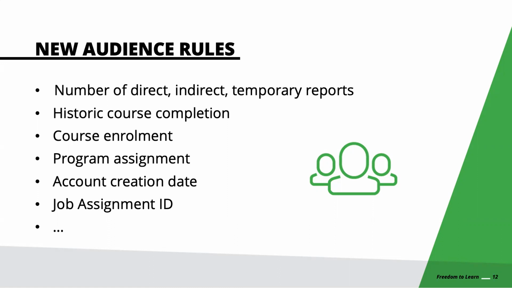So there's 11 new dynamic audience rules. We have has and the number of direct, indirect, and or temporary reports. There is a new audience rule for historic course completion and course completion date, which allows you to accommodate courses which sit within a certification where their completion is archived. Once they hit that recertification point, the system will no longer bounce them out of an audience if they are in that archive status of course completion, which for a lot of people is probably a fist pump in the air. We have course enrollment, which is really exciting for me, as well as program assignment.